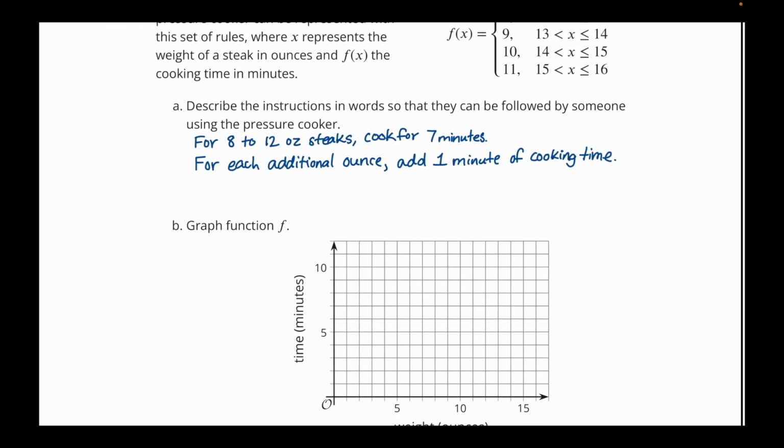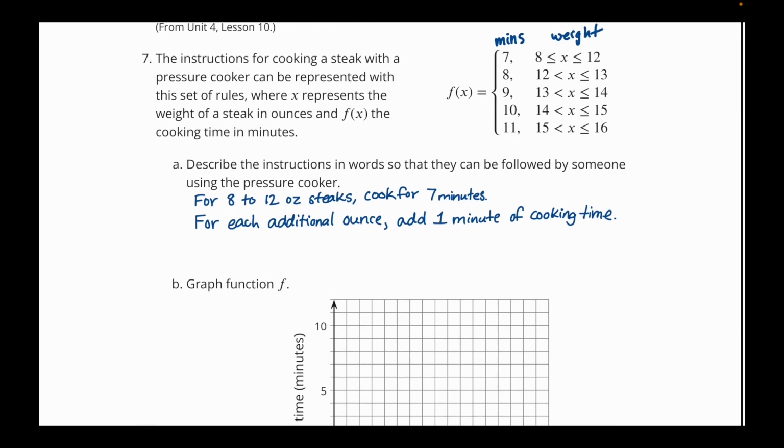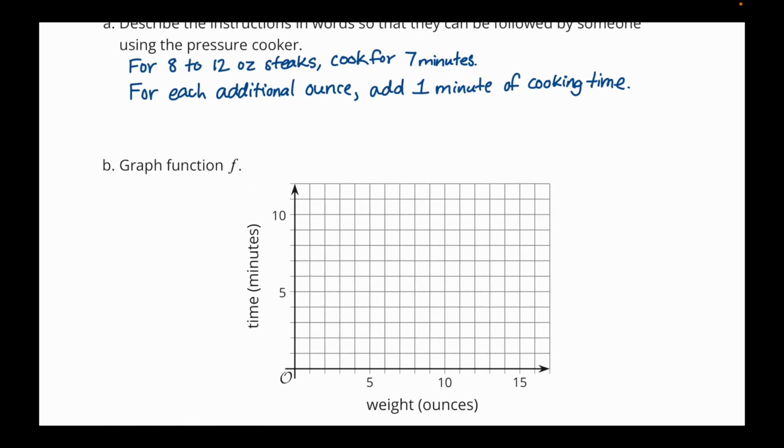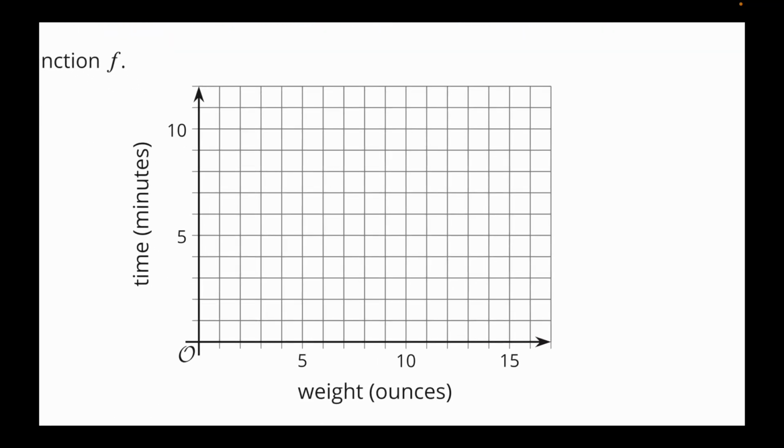And now we want to graph it. So we're going to start out with our 8 to 12 ounce steaks. So those are the input ranges. So for 8 to 12 ounce steaks, we're going to cook for 7 minutes. So I'm looking here on the weight. 5, I have 6, 7, 8. So from 8 to 12, which is just 2 past the 10 here, we are going to be at 5, 6, 7 minutes of cooking time right here. So that's the first thing I'm going to put in.